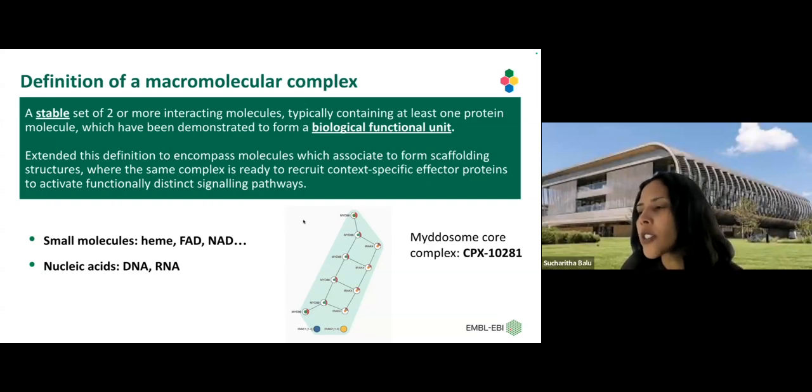So, as I mentioned, other than proteins, you will also find small molecules in complexes, and they can be things like fat, NAD, or heme that you'll see in hemoglobin complexes. As well, complexes could contain DNA, RNA, or mRNA that you'll find in spliceosome complexes.